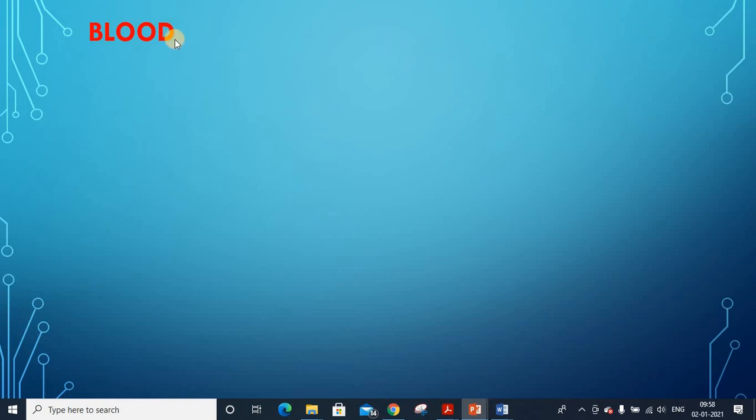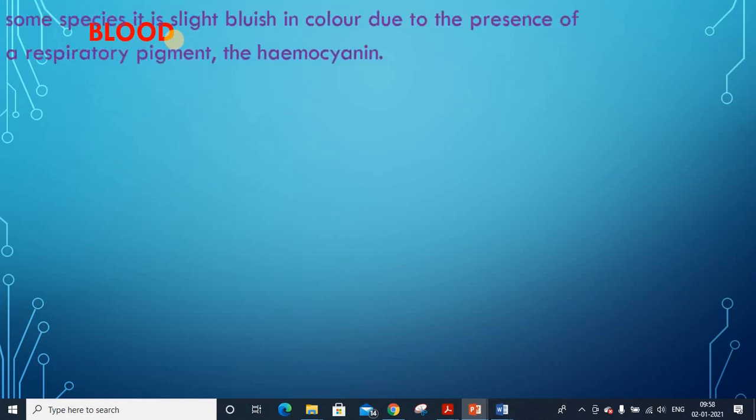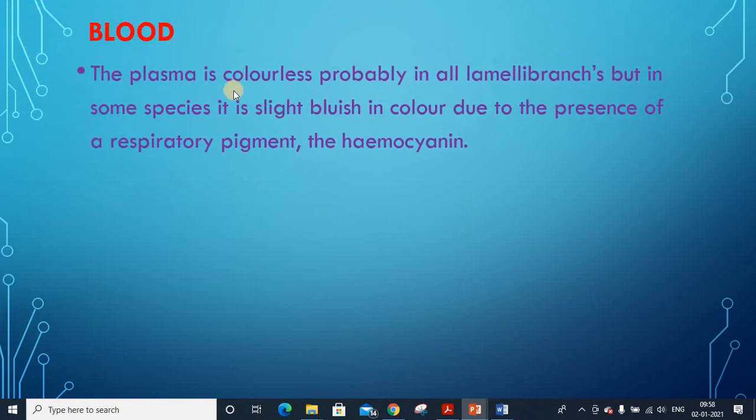Blood. It is the circulatory medium and consists of plasma and corpuscles. The plasma is colorless, probably in all lamellibranchs, but in some species it is slightly bluish in color due to the presence of a respiratory pigment, the hemocyanin.